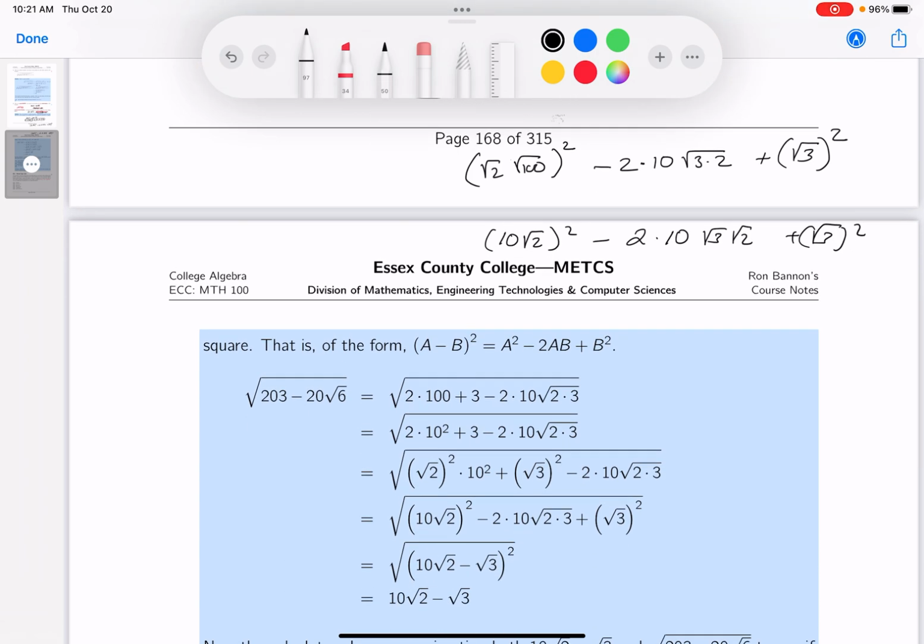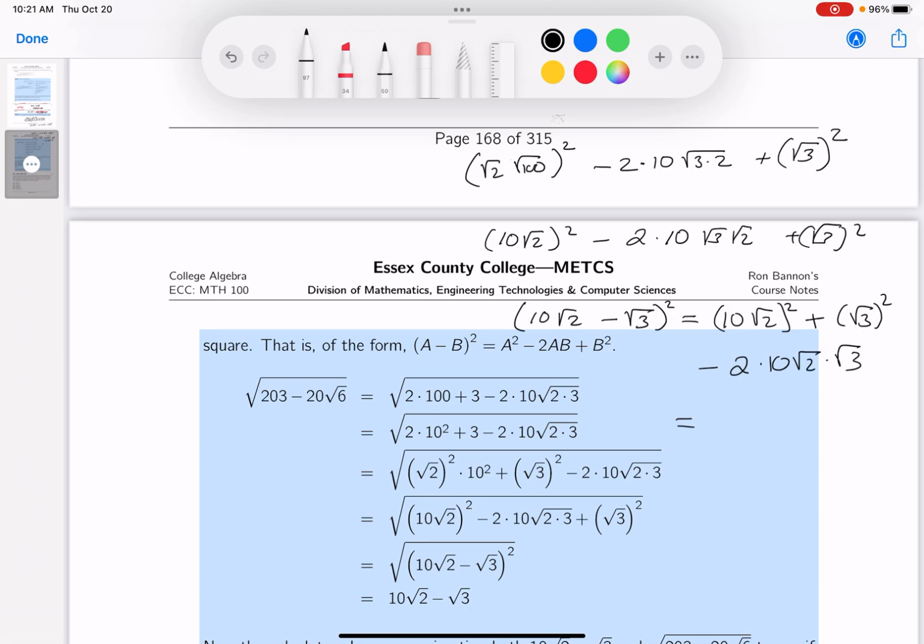All right, we're just doing the radicand, by the way. What's it going to be? 10 root 2, whoops, my eraser out again. 10 root 2 minus root 3 squared. Let's just check it to make sure that's true. What are you going to get? You're going to get 10 root 2 squared. You're going to get root 3 squared minus 2 times 10 root 2 root 3.